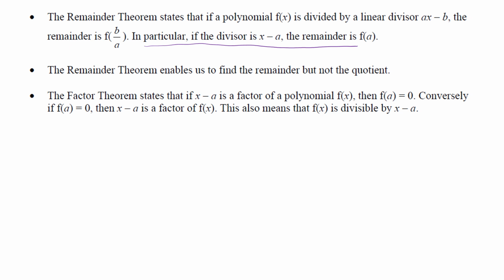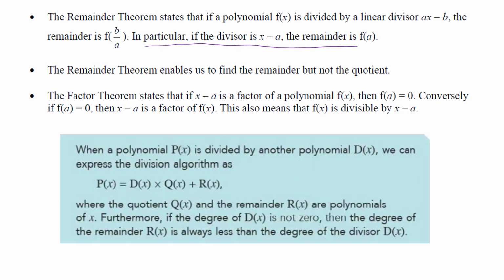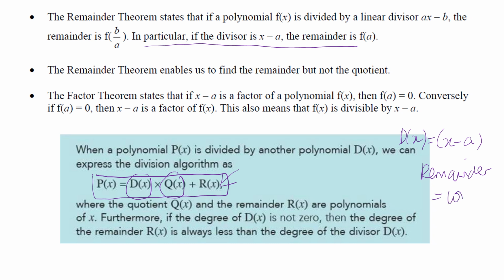There's another important concept you need to take note of regarding the remainder theorem, and this is what I have explained earlier on. P of x, your dividend, equals your divisor times quotient plus the remainder. So if the degree of your divisor is not 0, then the degree of the remainder is always less than the degree of the divisor. It means that if your divisor is linear, then your remainder would be a constant. It's a times x to the power of 0, but a is just any real number, a constant.